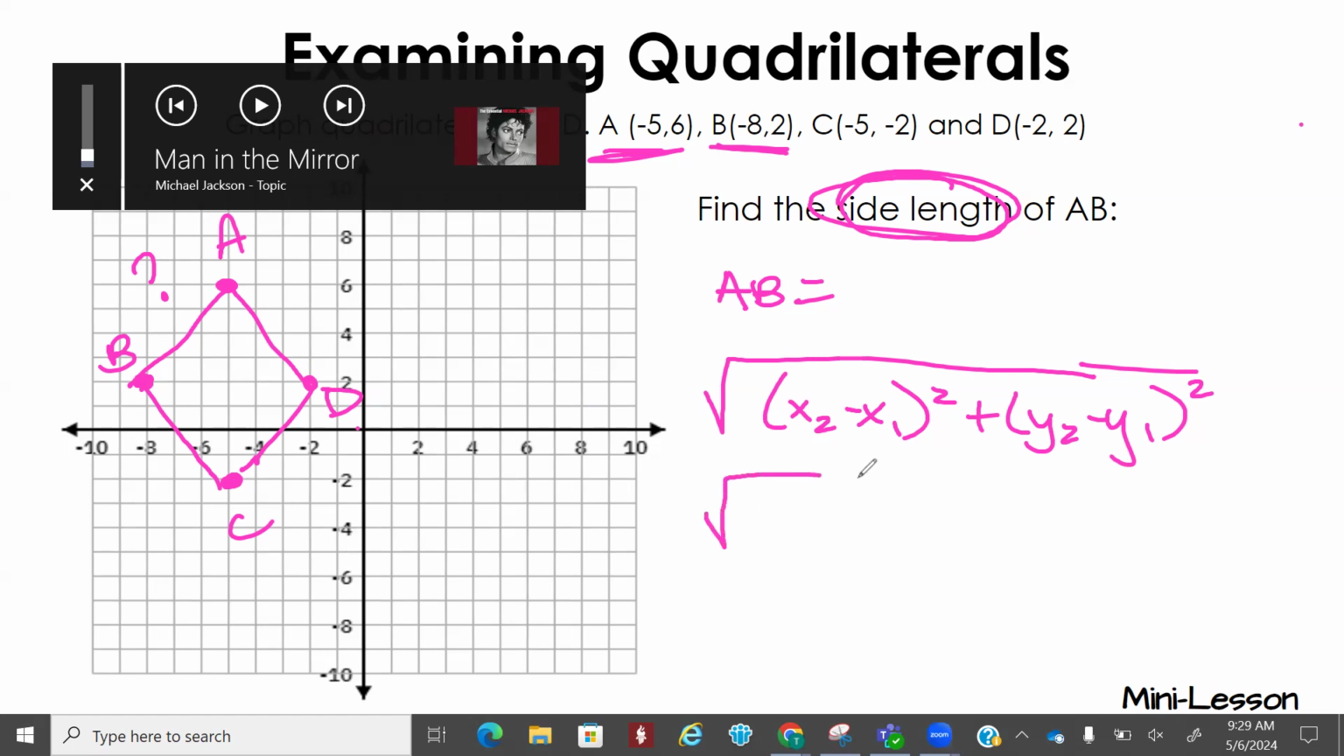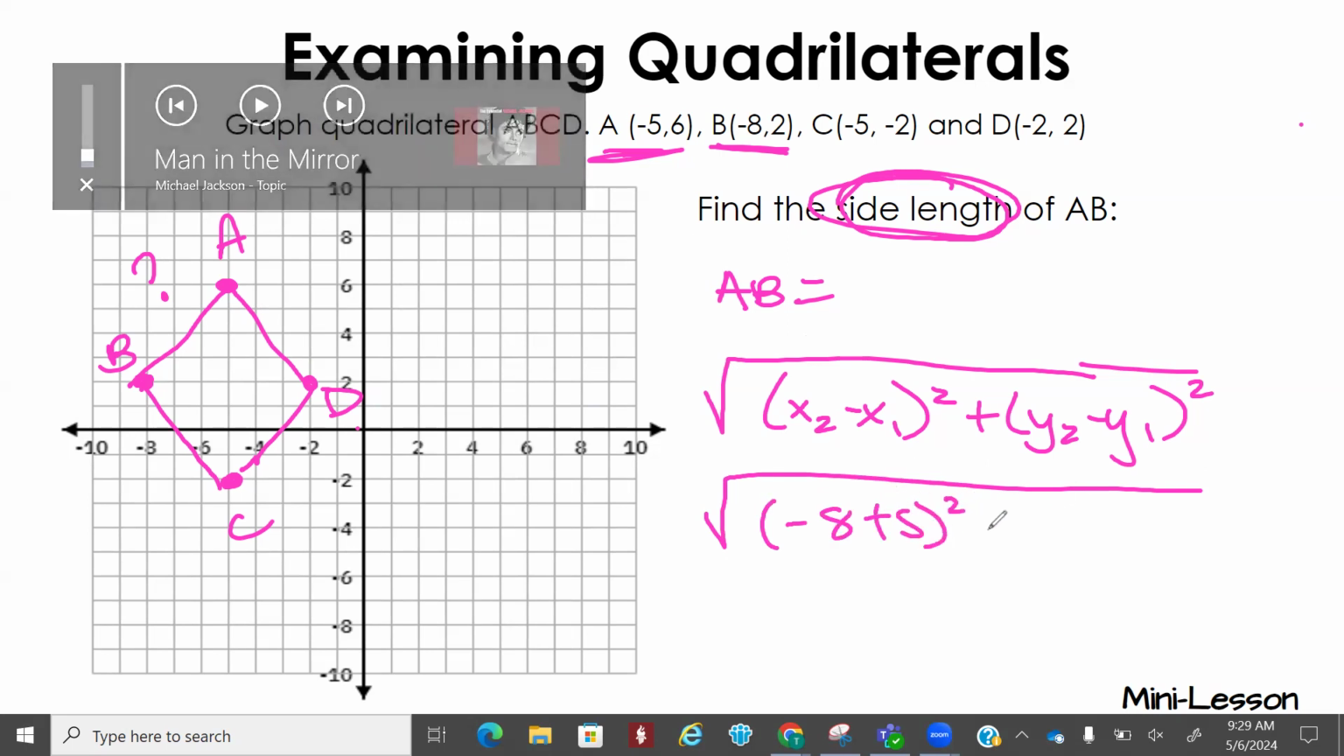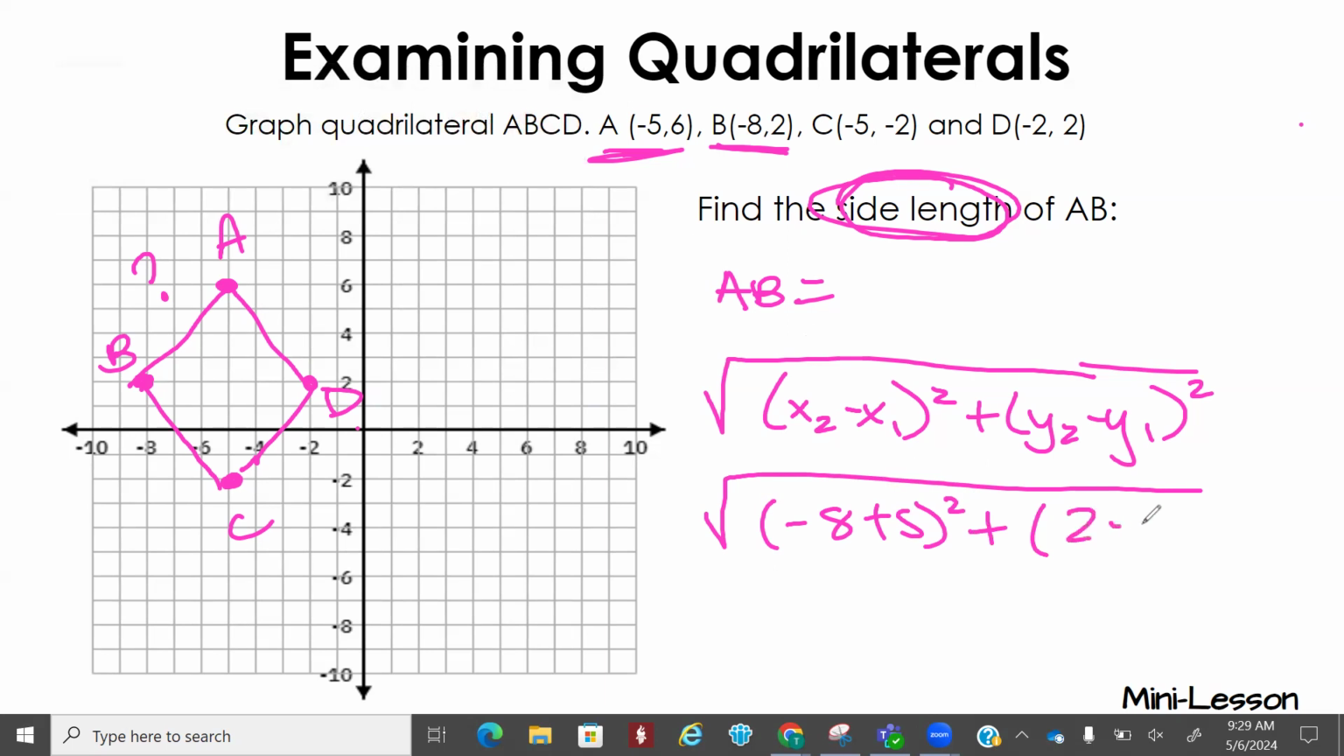Okay, so let's plug it in together. When we substitute that in, we're going to get -8 minus -5, which will make that positive. And then 2 minus 6. And so this will give me -8 plus 5 is 3 squared is 9. And then 2 minus 6 is 4. 4 squared is 16. So that should be the square root of 25, which is 5. Maybe look at your signs of where you added or subtracted.